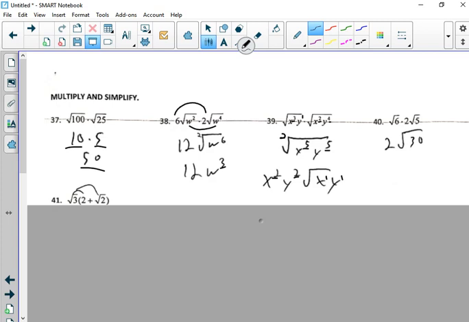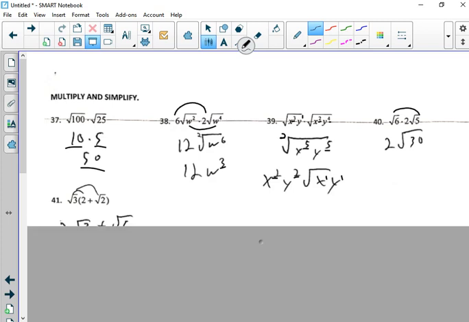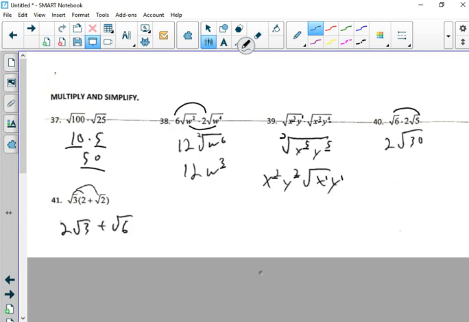Number 4, 40. 6 times 5 is 30. That's inside. The 2 is on the outside. 41. We just multiply those. That's 2 radical 3. 3 and 2 makes 6. 3 times 2 is 6. And that's it. You can't put them together. They don't make radical 9.